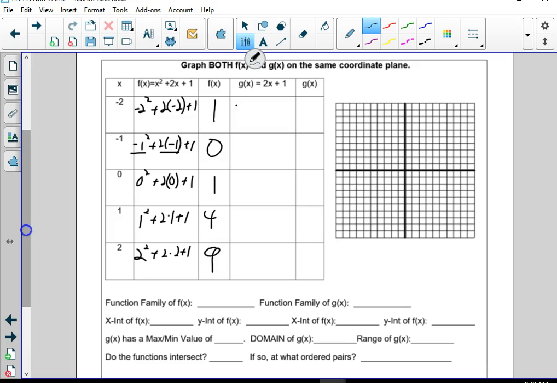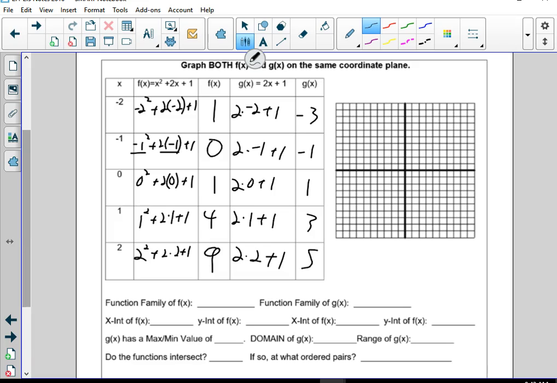Okay, so 2 times negative 2 plus 1, 2 times negative 1 plus 1, 2 times 0 plus 1, 2 times 1 plus 1, and 2 times 2 plus 1. So, negative 4 plus 1 is negative 3. Negative 2 plus 1 is negative 1. 0 plus 1 is 1. 2 plus 1 is 3. And 2 times 2 is 4, plus 1 is 5.